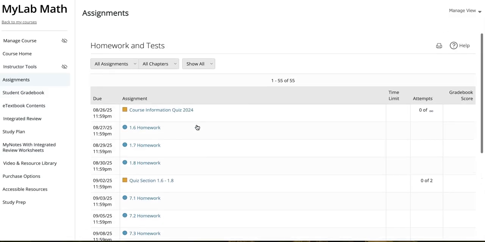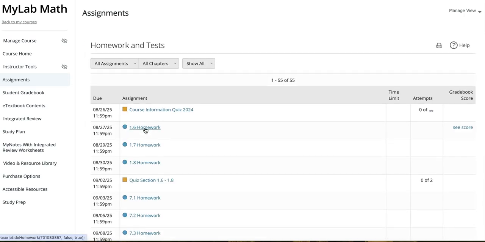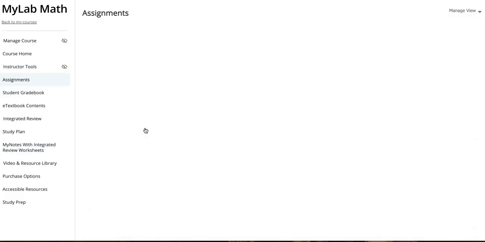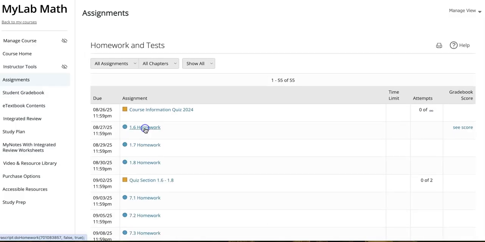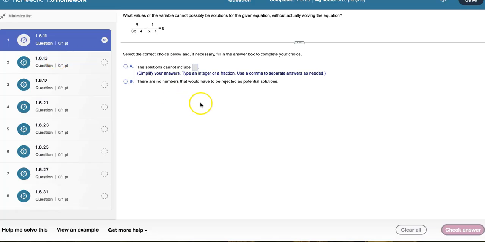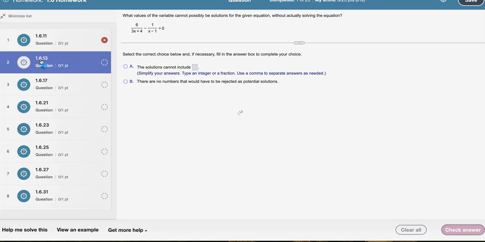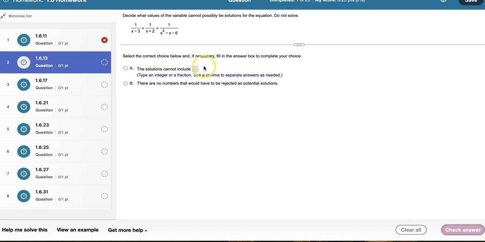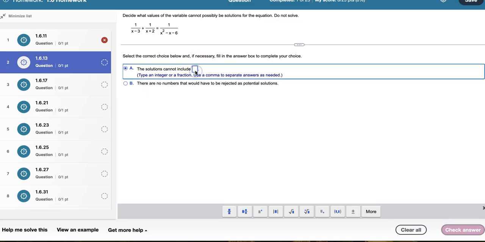Let me go back into that first homework assignment and show you the last thing we're going to discuss here, which is how to get unlimited attempts on a homework assignment. So when I was in that first homework assignment, okay, I got that question correct. What if I didn't get it correct? So let me purposely get something wrong, and I'm going to type in 17. I know the answer would be 3, and -2 would make our denominator 0, so they're not possible.